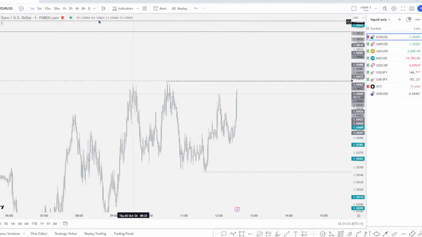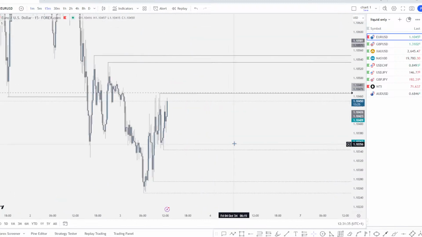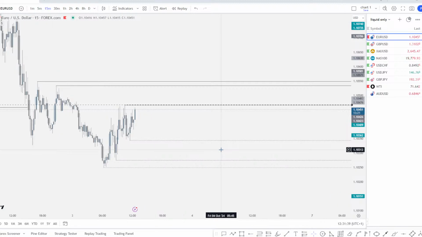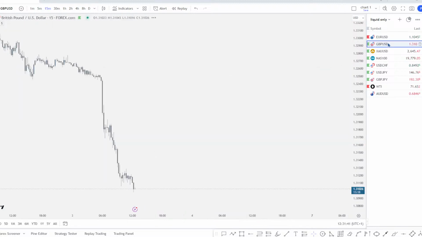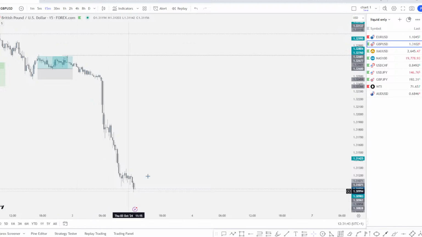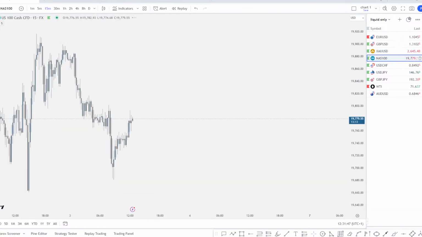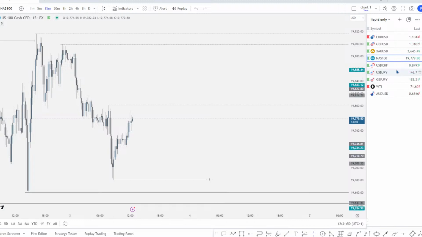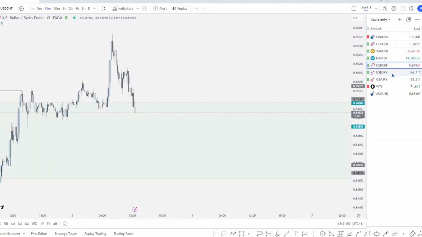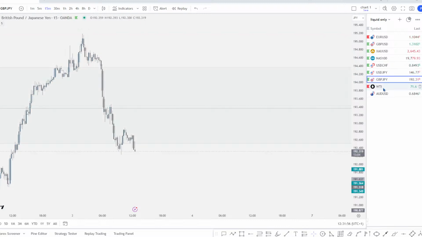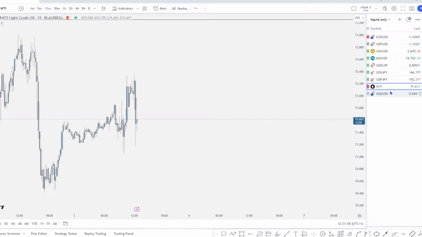It's a euro coming up towards these areas. GU is just dumping. Remember, don't be affected by the short-term movements. Short-term movements do not determine longer-term trends. That's just not the way it works.